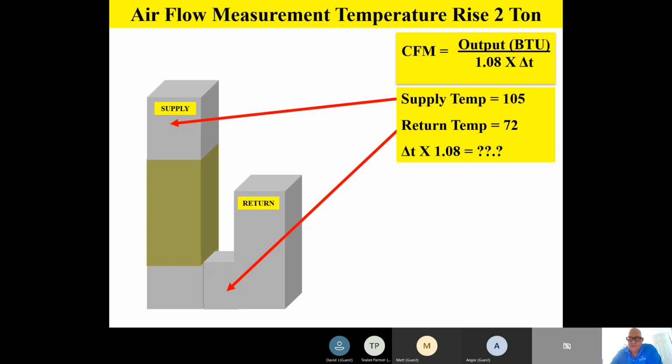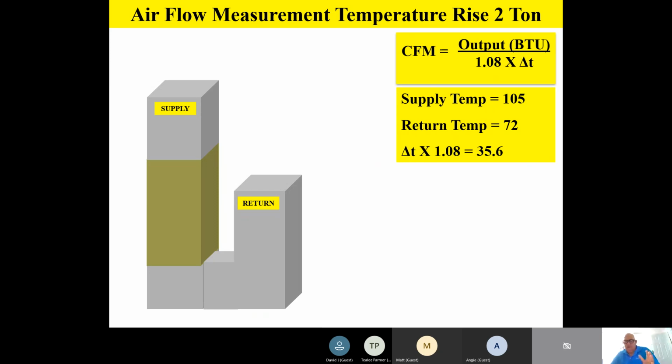We take that 33, that's the delta T portion of the formula. So I take 33 times 1.08, and it's going to give me some number. So supply air temperature minus return air temperature times 1.08 in our example gives us like a 35.6.